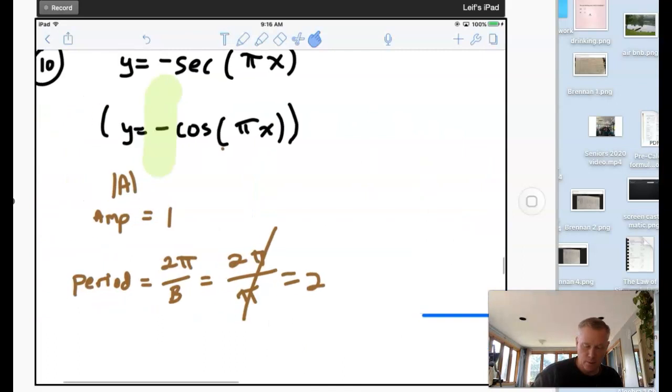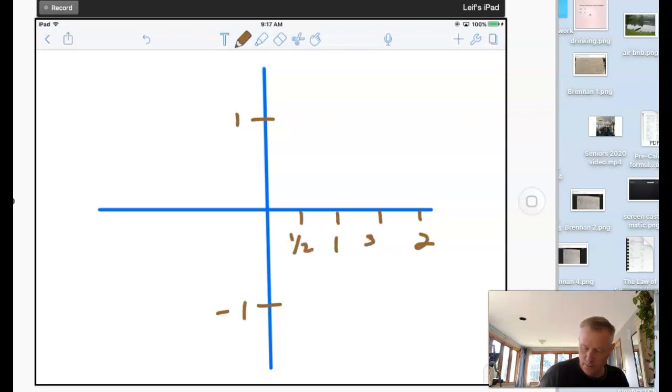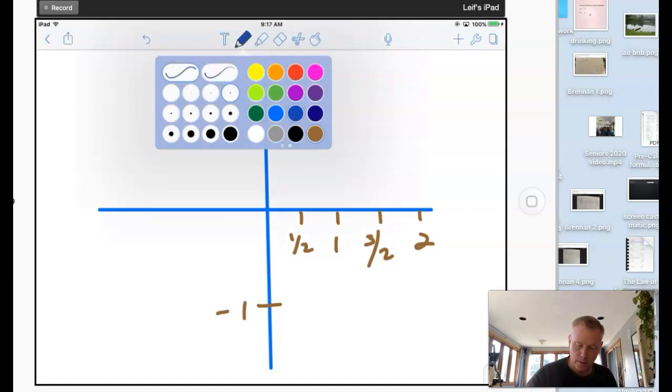So we said the amplitude is 1, so it goes up to 1, down to -1 and goes over to 2. So I'm going to break it into quarters, which would give me 1/2, 1, 3/2, and there are my 4 points along the x-axis.